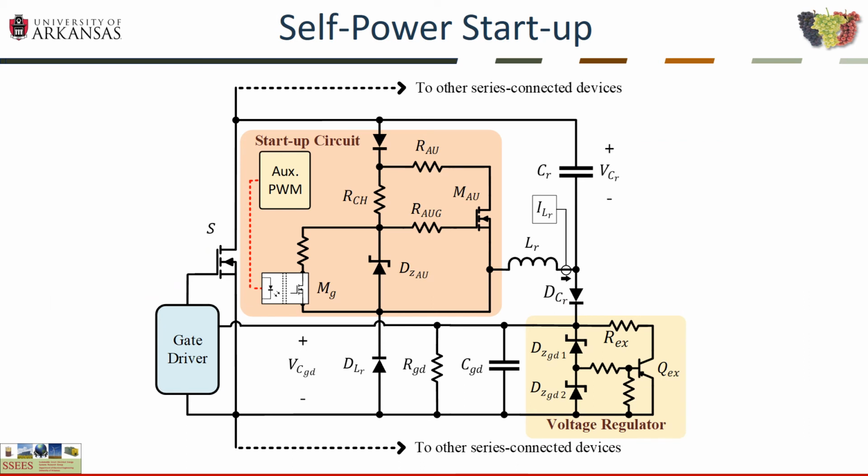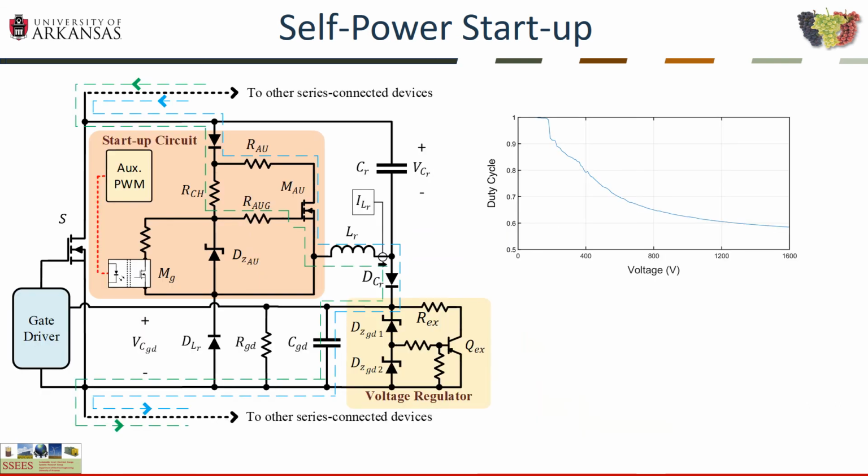To power the switch at voltages below the nominal operating voltage of the switching position, a startup circuit was created. This circuit, along with L_R and C_GD, form the equivalent of a buck converter, enabling the switch to power itself at any voltage. Simple open-loop control using a lookup table or curve fitting can be used to modulate the duty cycle of M_AU according to the voltage across the switching position.